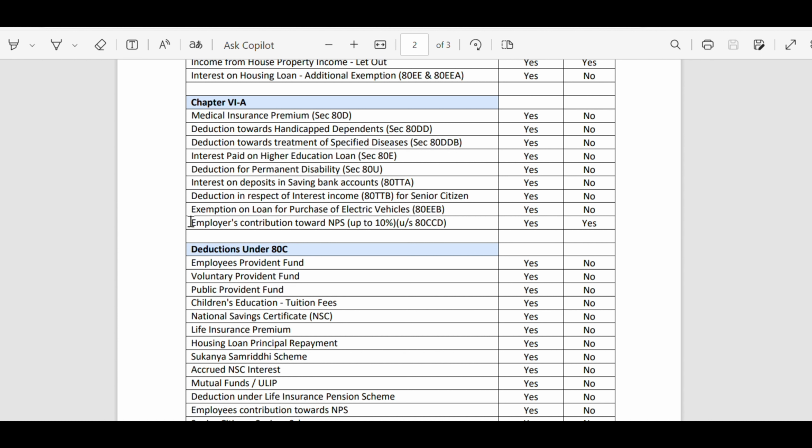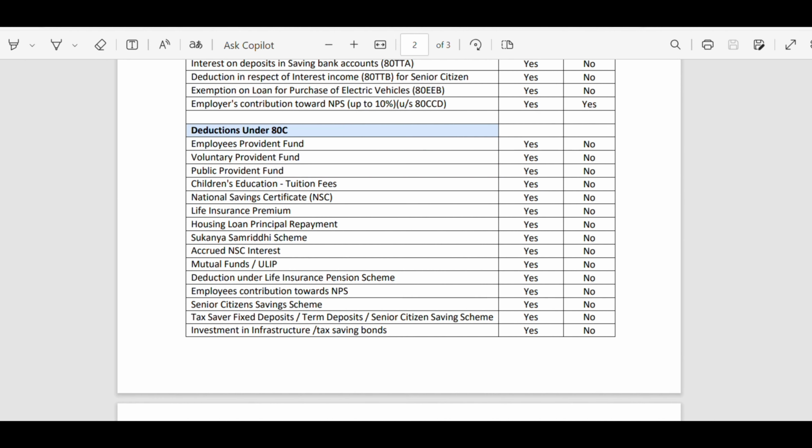And one thing before moving on to section 80C, it's employer contribution towards NPS. If your employer gives you an option to contribute to the National Pension Scheme, which is a central government scheme where you will be allotted a PAN, a permanent retirement account number, you can contribute 10% of your basic salary towards NPS and get the tax exemption as well. It's available in both tax regimes.